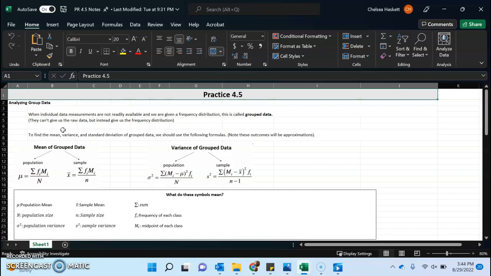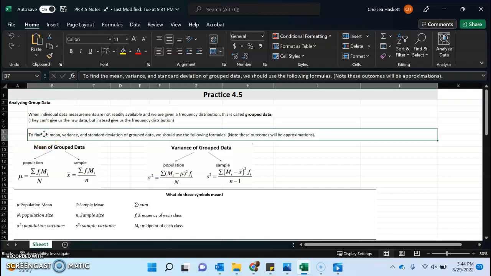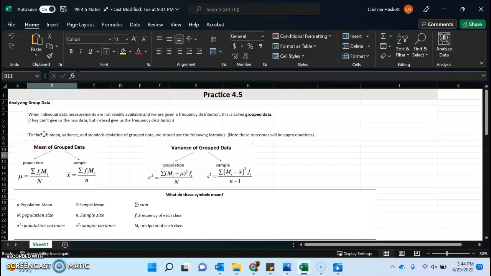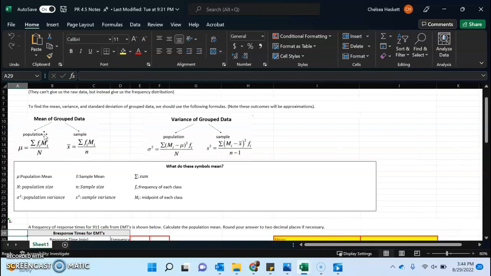those came up, okay? To find the mean, variance, or standard deviation of group data, we should use the following formulas. Note these outcomes will be approximated. So looking at the mean of group, these are our formulas, but before we do that, population mean is that mu, big N is population size, that squared equals population variance, x bar is sample mean, little n is sample size, S squared is sample variance, and that's the summation. That E looking thing is sum.